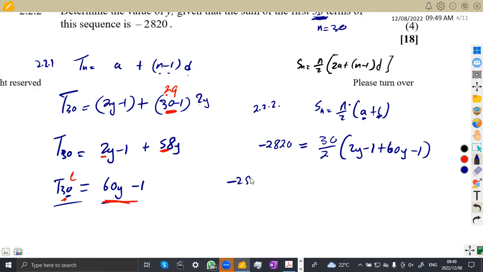We've got negative 2,820 is equal to 30 divided by 2. That's definitely a 15, which is equal to, expand the bracket, 2 plus 60. That's 62y. Then we've got negative 1, that's a negative 2. You can even use your calculator. All right, so it depends how you're going to expand. To solve, someone can expand the brackets, or you can just divide by 15. Why do you need to work with bigger values? Just divide so that you work with smaller values.